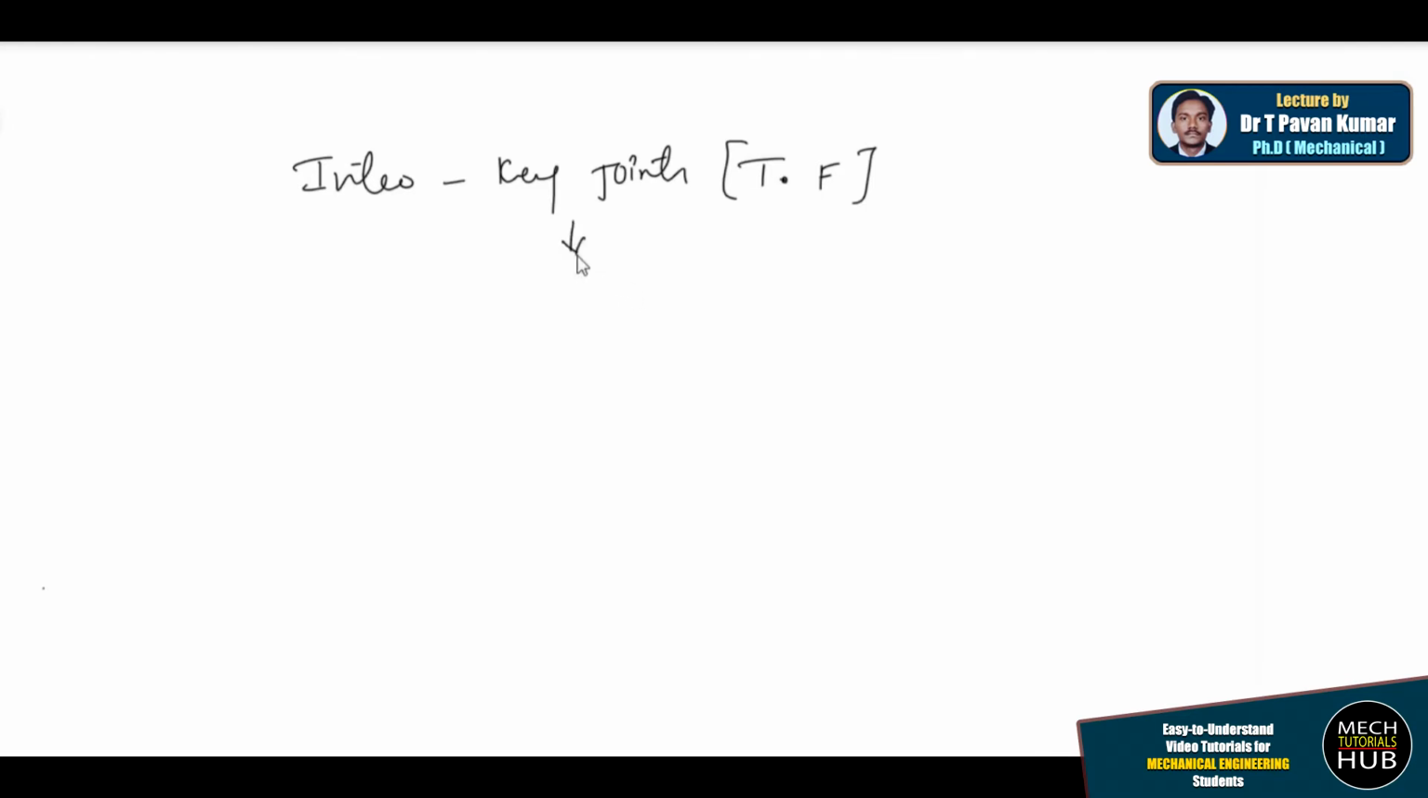Basically, what exactly is a key all about? A key is used for locking purposes. In general, as we all know, keys are used for locking purposes. And in the case of machine components, where exactly are keys used? These are used to prevent relative rotary motion between two elements.